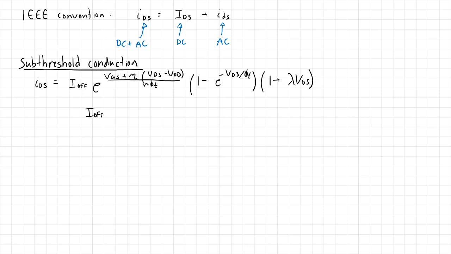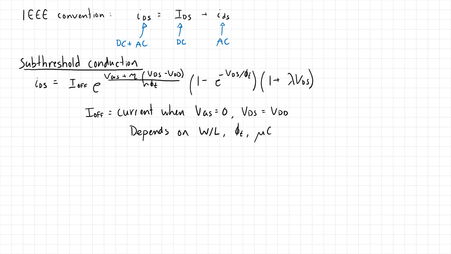Okay, so there are a lot of parameters here. Let's define some of these. I off is equal to the current in the device when VGS is equal to zero and VDS is equal to the supply voltage set by the circuit, which is VDD. Now, this parameter depends on many different things. It depends on the W over L ratio of the transistor, on the thermal voltage phi T, on mu Cox, and on the threshold voltage in the exponential form, minus VT over N phi T, etc. Some students get confused when they see the subthreshold conduction because there's no W over L in it, and they say, oh, subthreshold conduction doesn't depend on the width of the device, which of course doesn't make any intuitive sense. The way to explain this is that it actually is in the formula, but it's embedded within the I off parameter.